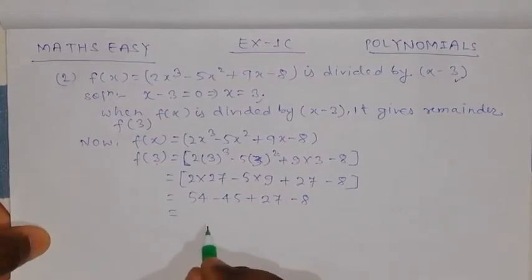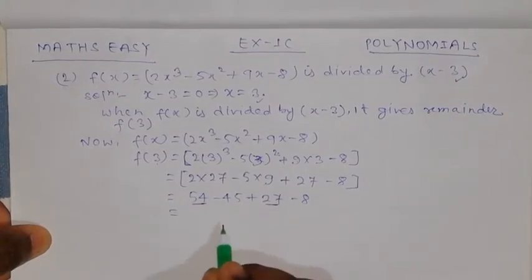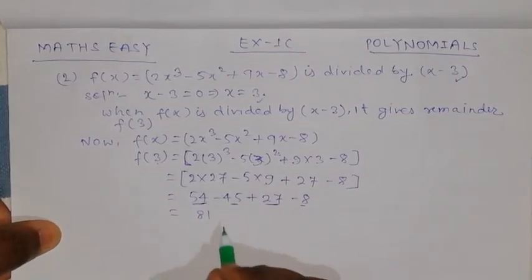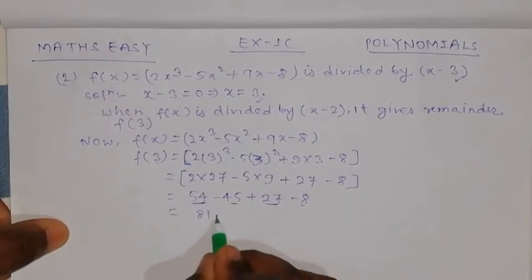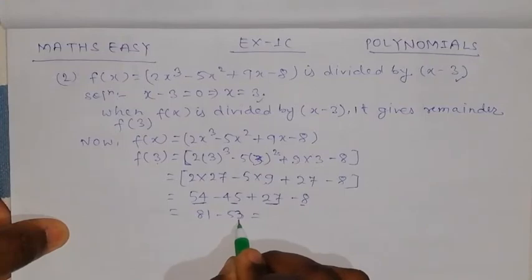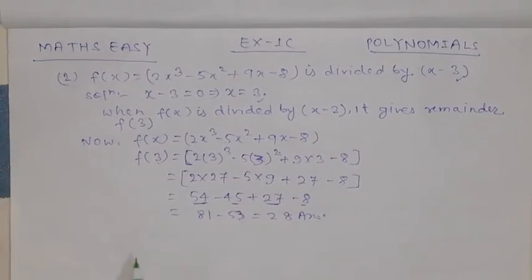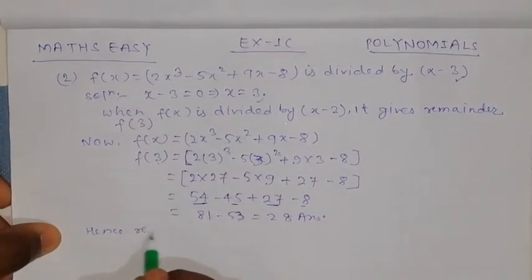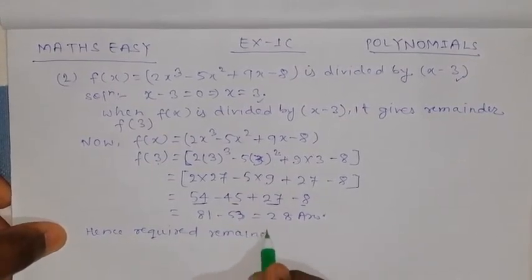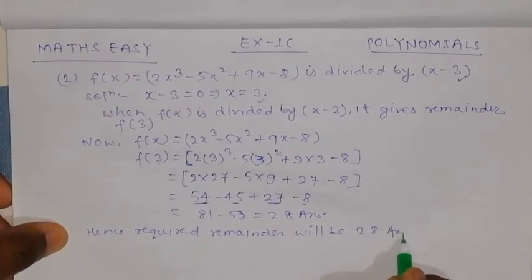Therefore, 54 and 27 is 81, and minus 45 and minus 8 is minus 53. So it equals 81 minus 53, and 81 minus 53 is 28. Hence the required remainder will be 28, and 28 is our answer.